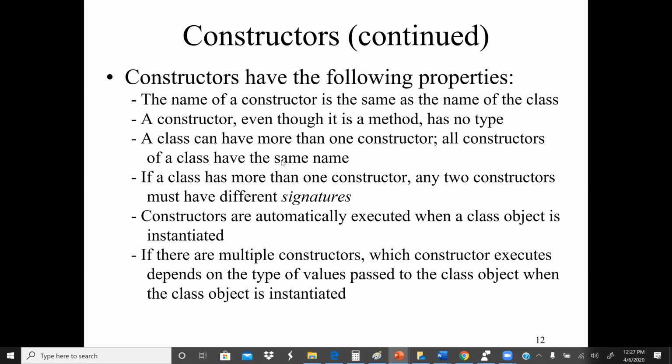So next also we said that if a class has more than one constructor, then any 2 constructors must have different signatures. Different signature means it must have a different argument. And this is what we call overloading again. So constructors are automatically executed when a class object is instantiated.